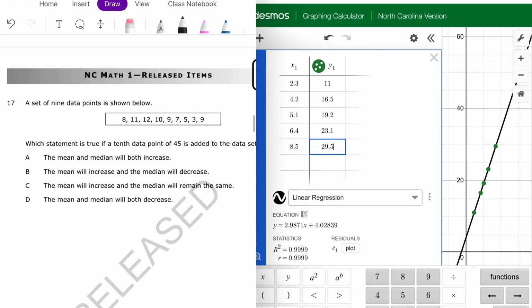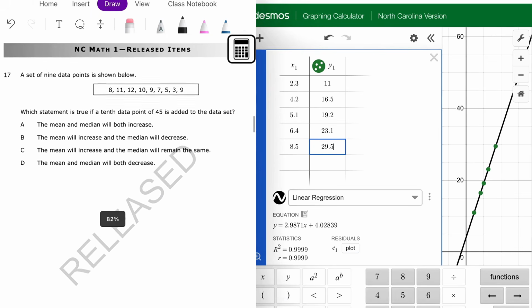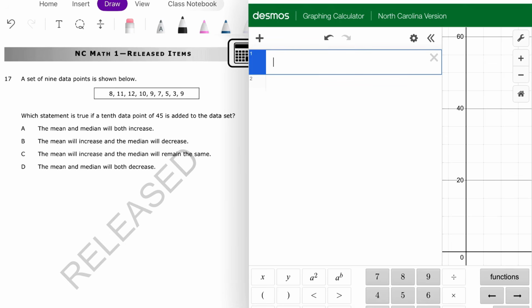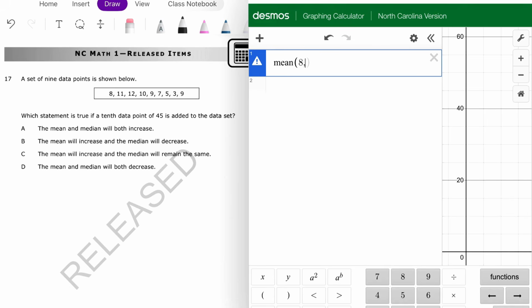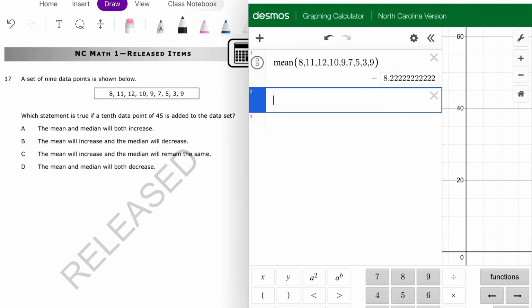All right, so the next calculator trick I'm going to show you is in my last video, but I'm going to show you again in case you've never seen that one. If you have a bunch of data points like this one, it's talking about mean and median in the answers. So I am going to go to my functions. I'm going to go down to stats, hit mean, and type 8, 11, 12, 10, 9, 7, 5, 3, 9. And I get the mean of that data list. So I have 8, 11, 12, 10, 9, 7, 5, 3, 9.